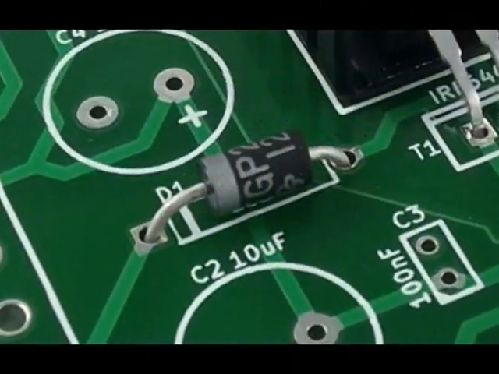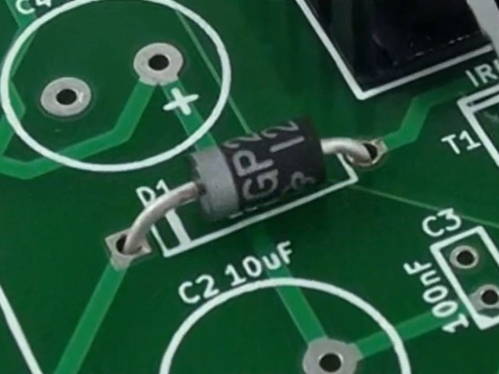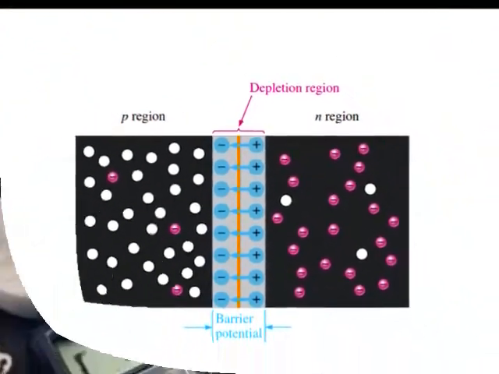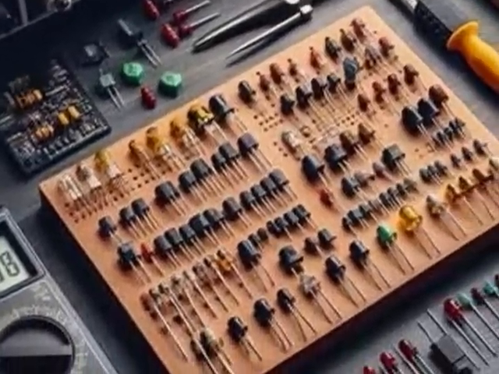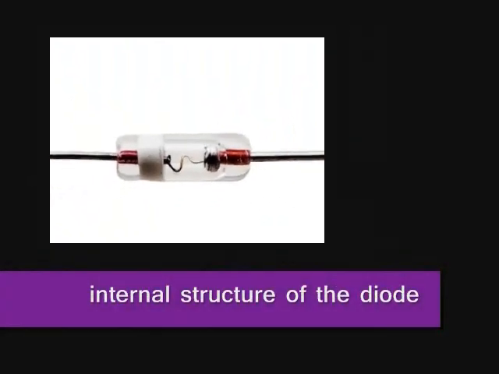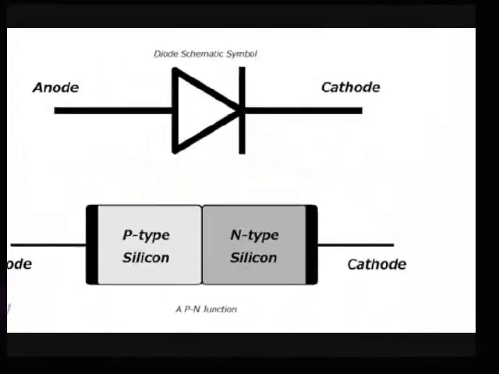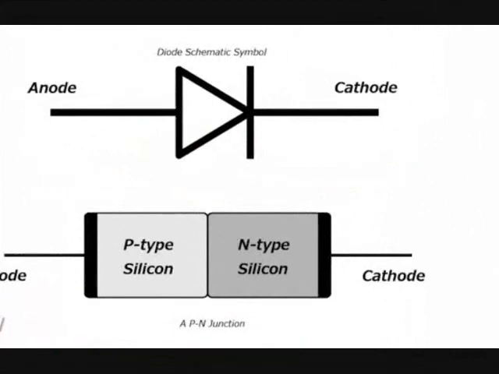For a better understanding of the diode, we need to know how P-N junctions work in semiconductors. The internal structure of the diode. P-N junctions in semiconductors are created by a process called doping.